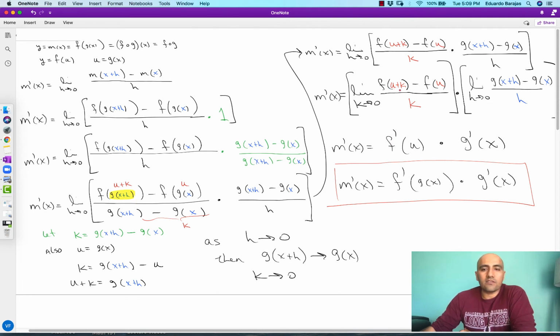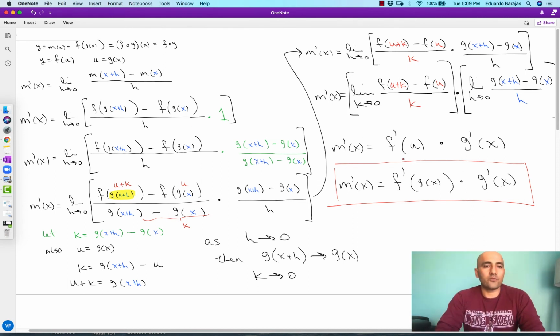Notice how this looks an awful lot like our original definition of a derivative. This is a derivative evaluated at x. Here is the derivative of m evaluated at x. Whereas here, this is the derivative of f evaluated at u. And this is the derivative of g evaluated at x. Good. So u is g of x, as defined by this. We can think of this as u being the inside function, u, which is the g of x.